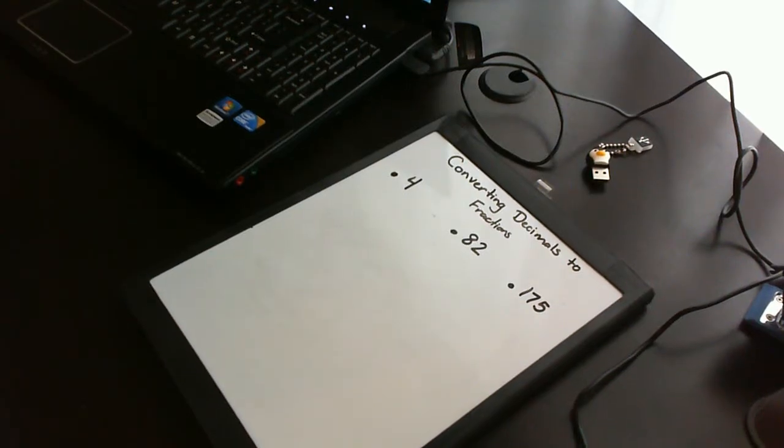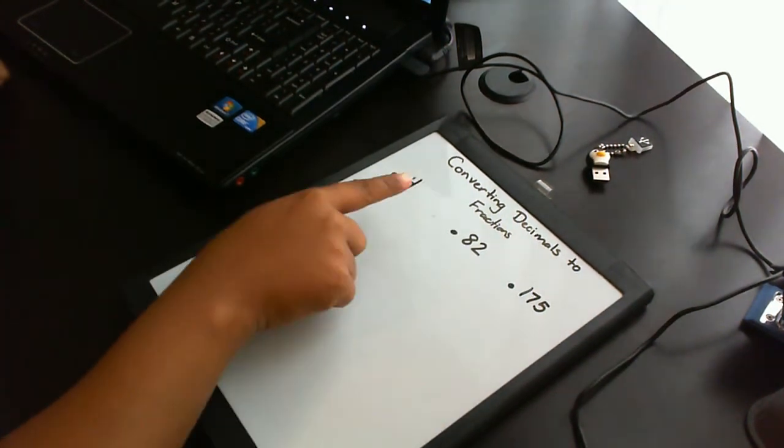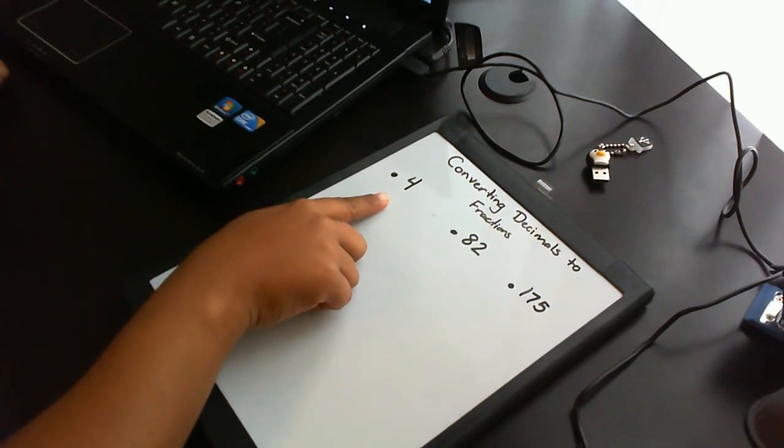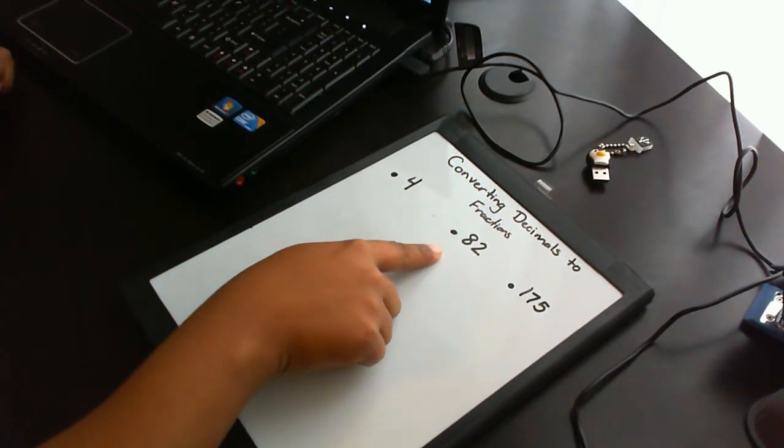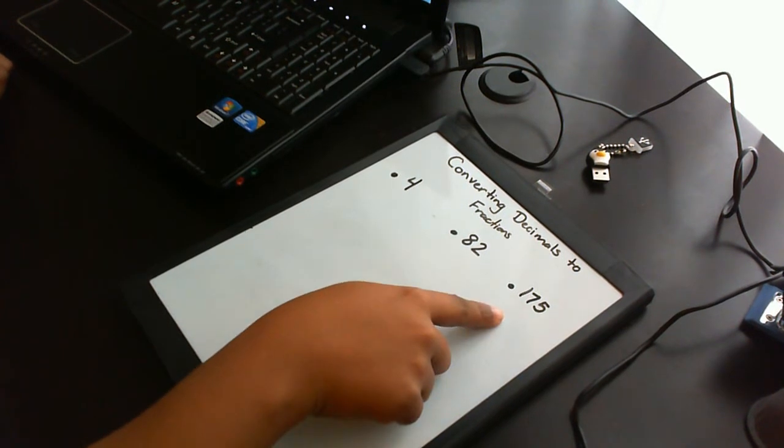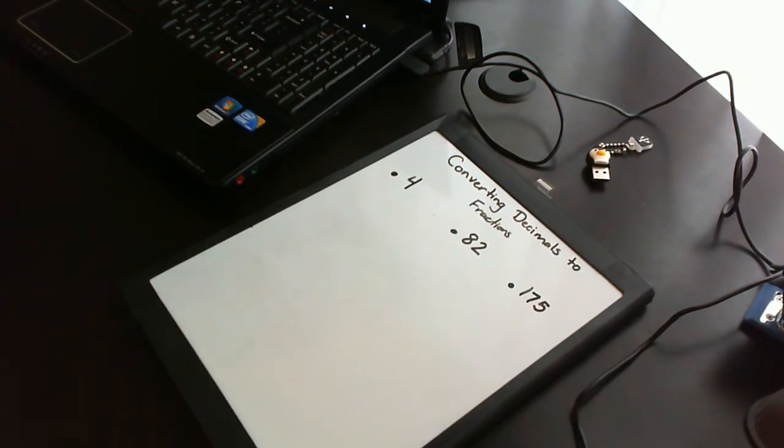Welcome back. This week we are beginning our transformation from decimals to fractions. So here we have 3 decimals, and you know that we read this one 4/10, this one 82 hundredths, and this one 175 thousandths. So for this week we are going to write them as fractions and then simplify them by reducing them down to the simplest terms.